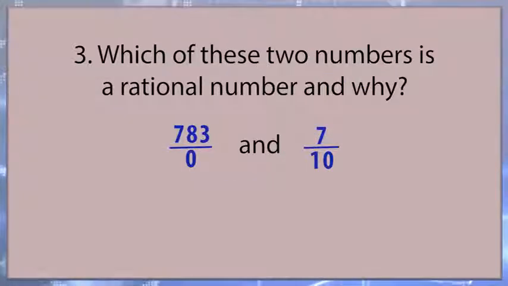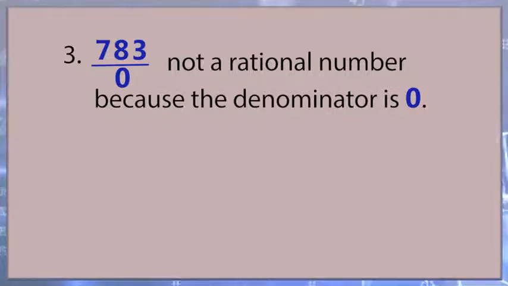The next question says, tell which of these two is rational and why. The first number is 783 over 0, and the second number is 7 over 10. Now, if your answer is 7 over 10, that is correct. And that is because the first number, 783 over 0, even though it's a fraction, has 0 as the denominator. And we said fractions cannot have 0 as the denominator. So it cannot be a rational number.